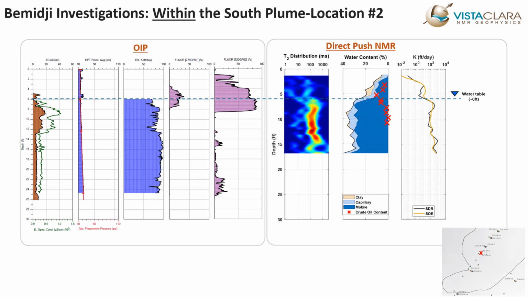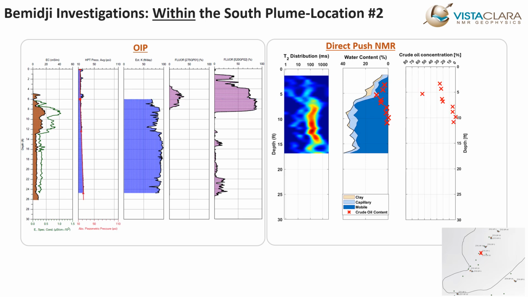So we conducted a lot of diffusion NMR experiments at this location, and the results of the crude oil content are plotted as red crosses in this middle plot and overlaid with the water content plot. So you can still see that there is a lot of crude oil between 3 to 8 feet. And if you convert it to the crude oil concentration, we can see that at 5 feet it is about 55% crude oil. So that's quite a bit.